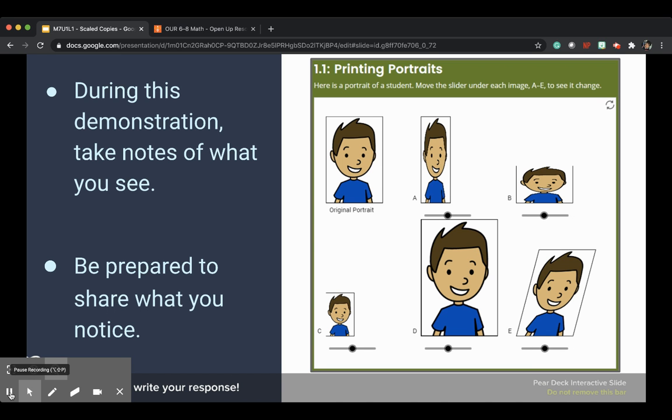We're going to pause the video right here, and I need one person to share out just to reiterate what the definition is of a scaled copy. Thank you so much for sharing.